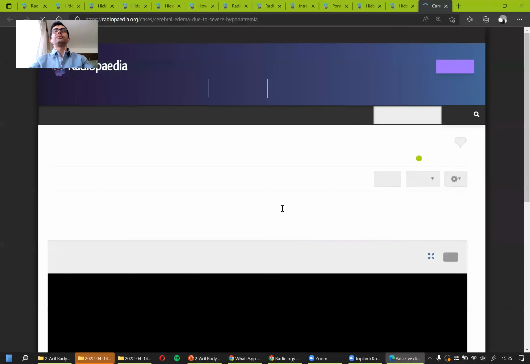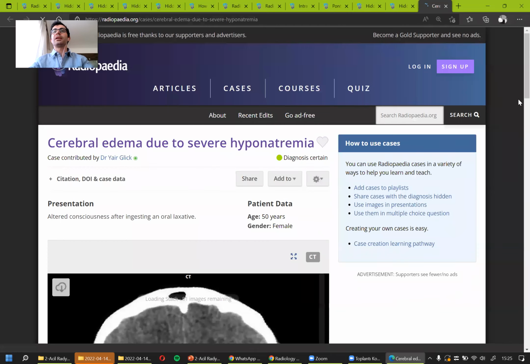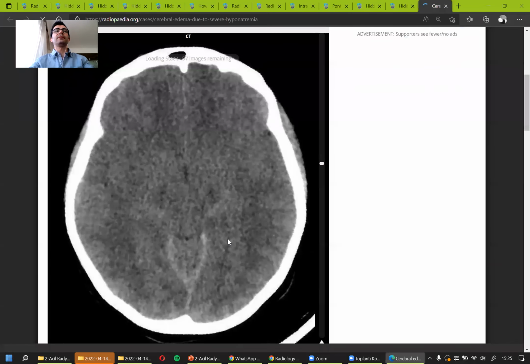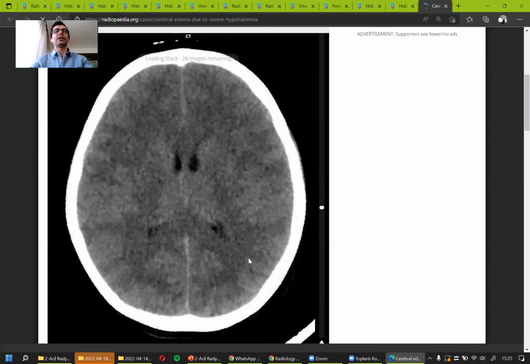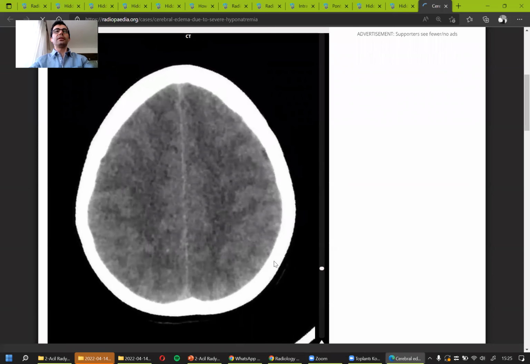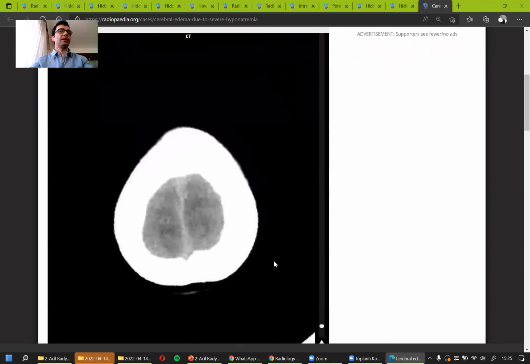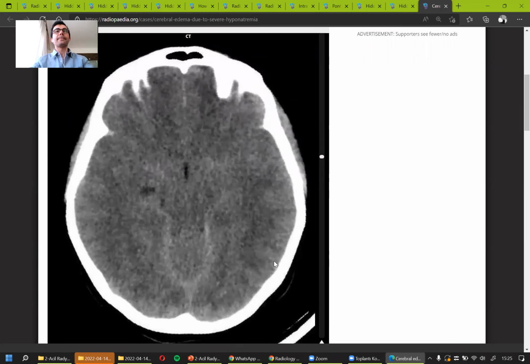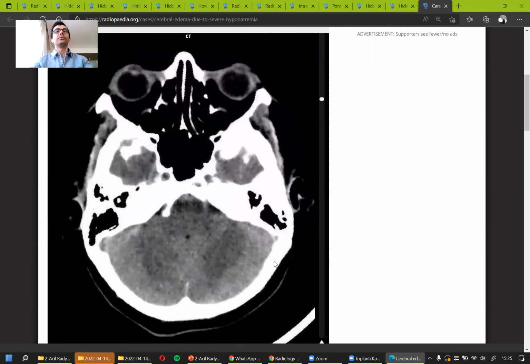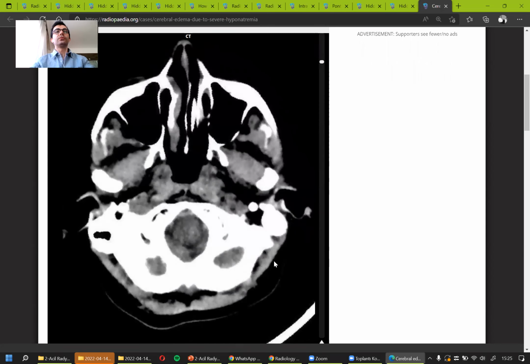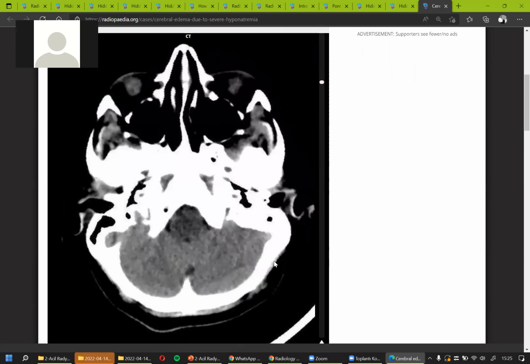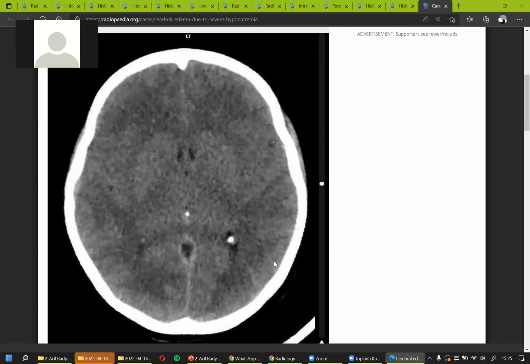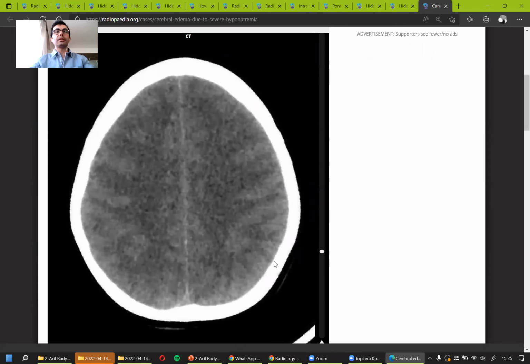So because she has cognitive symptoms, they make an imaging for the brain. I opened the CT scan. Does anybody notice any abnormality in this scan? I'm open to suggestions. Okay. No. Actually, there is diffuse swelling in the brain. Diffuse swelling, right?